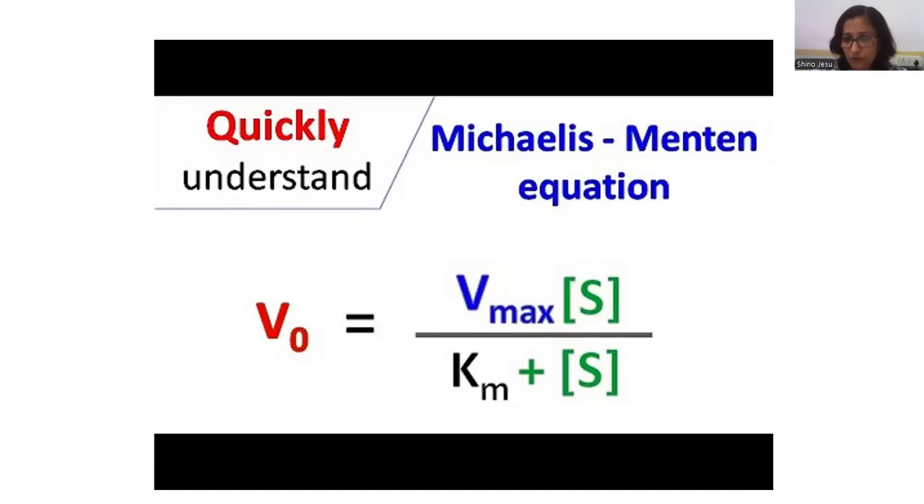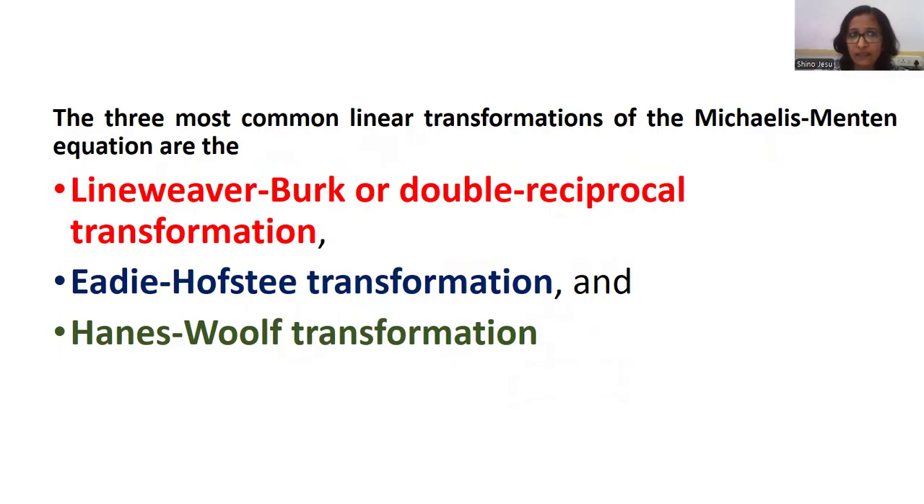So we will see now that there are three most common linear transformations of the Michaelis-Menten equation, and they are the Lineweaver-Burk or the double reciprocal transformation. The second one is the Eadie-Hofstee transformation, and the third one is the Hanes-Woolf transformation. Today we will be learning about the Lineweaver-Burk or double reciprocal transformation.